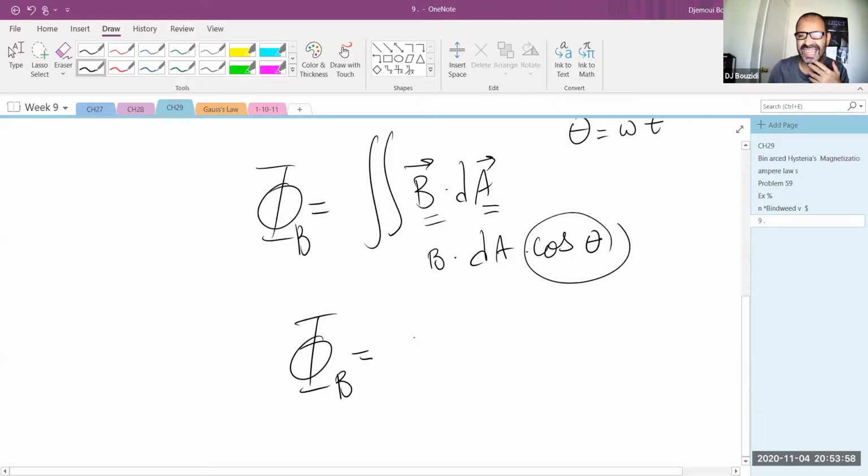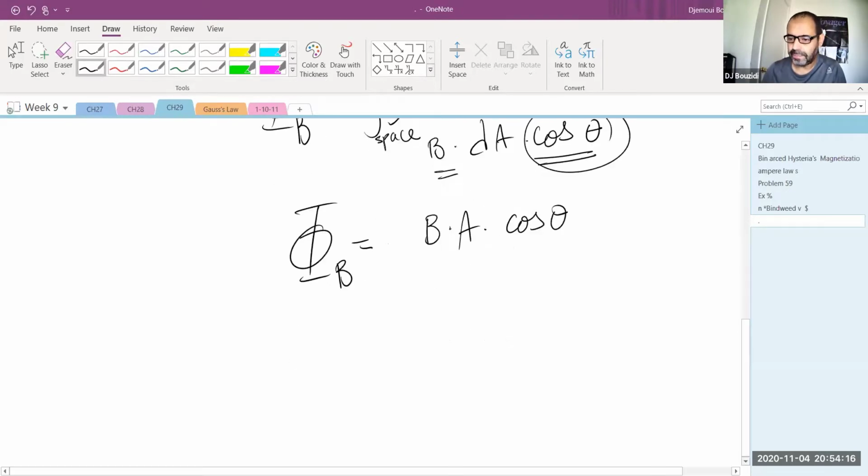The only thing that is changing, and it's changing in time, because this integral is in space actually over the area. So this will come out of the integral also. This is coming out of the integral. So the only thing left in here is the B times the area. That's it. B times A times cosine of theta. So this is the flux of the magnetic field.